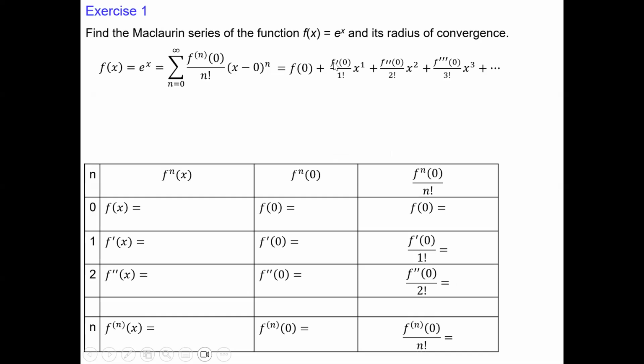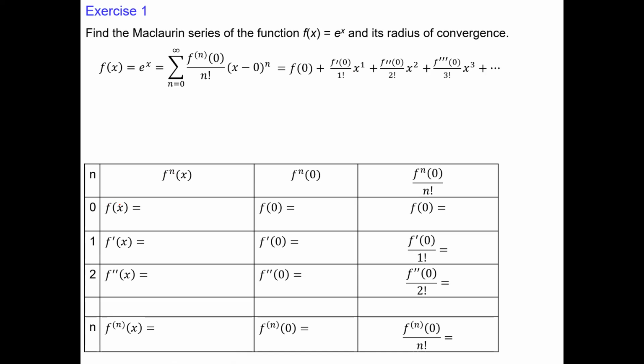f of 0 plus f prime over 1 factorial x to the power of 1, f, the second derivative at 0 over 2 factorial x to the power of 2, plus the third derivative over 3 factorial x to the power of 3, and so on. And I just built a table to make it a little bit easier, because what we have to do is find all of these coefficients.